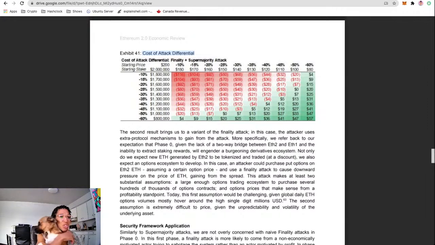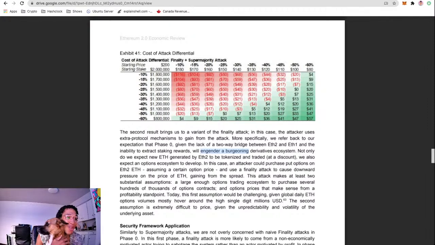The second result brings us to a variant of the finality attack. In this case, the attacker uses extra protocol mechanisms to gain from the attack. More specifically, we refer back to our expectation that phase 0, given the lack of a two-way bridge between ETH2 and ETH1, and the inability to extract staking rewards, will engender a burgeoning derivatives ecosystem. We're just talking about there's going to be a derivatives ecosystem that exists for ETH2.